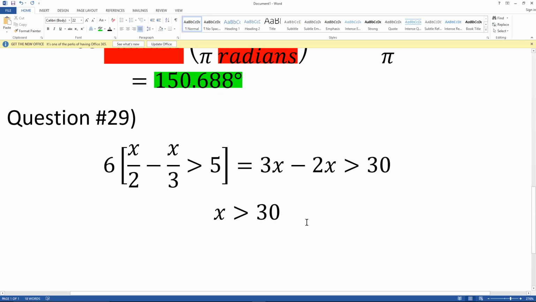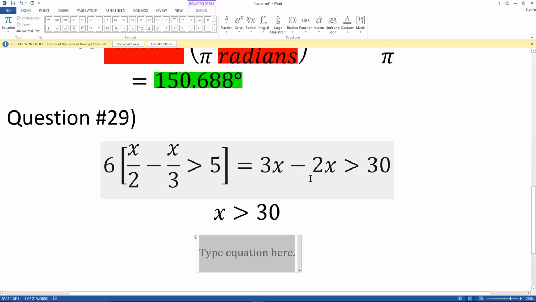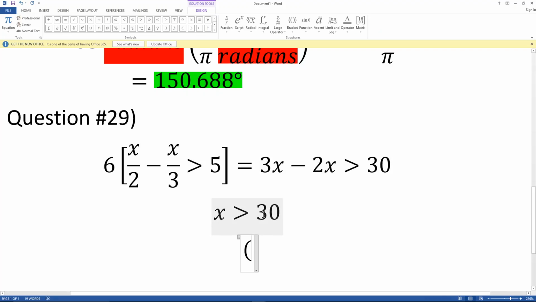So in that case, the interval notation would be parentheses because we're not including 30, comma, and what's greater than 30? Like 33, 34, 100, 500, 1,000. So what does that represent? Infinity. Good job, Aurora. So 30 to infinity is the interval notation.